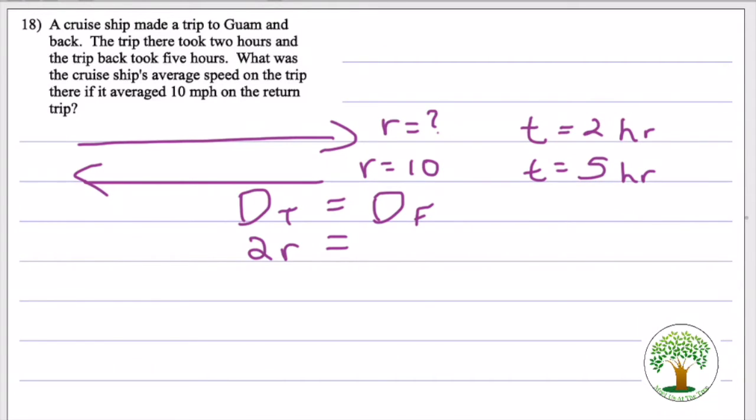Yeah, so did you notice that it said it just averaged 10 miles an hour. It didn't say 10 miles an hour faster, just 10 miles an hour. So 25? Yes. So this next one over here is going to be 10 times 5, or 50. I'm going to divide both sides by 2. And R equals 50 divided by 2, which is 25. 25 what? Miles per hour.